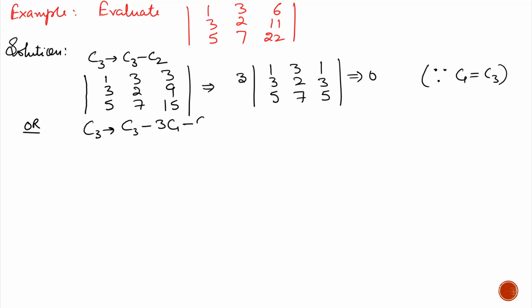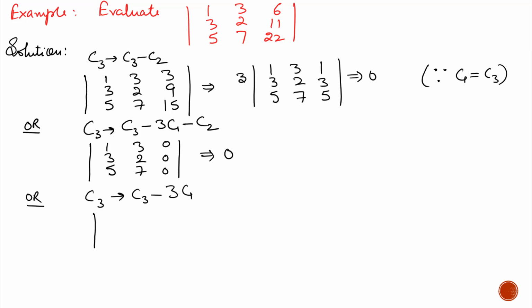Or if we use C3 equal to C3 minus thrice of C1 minus C2, then the third column element becomes 0 and the value of the determinant is equal to 0. Or if we say C3 is replaced by C3 minus thrice of C1, so first two columns remain same and third column is 3, 2, 7. Because C2 equals C3, the value of the determinant is equal to 0.